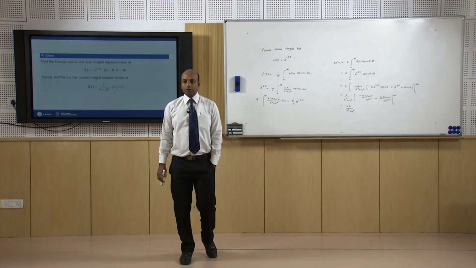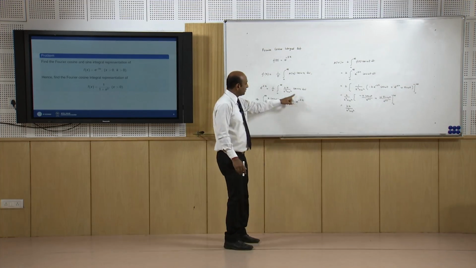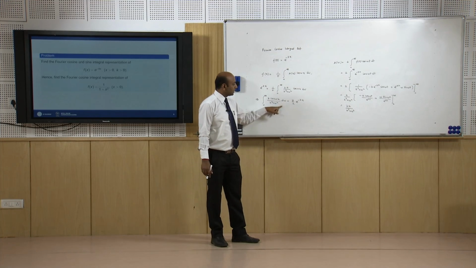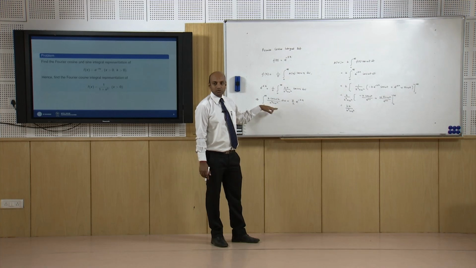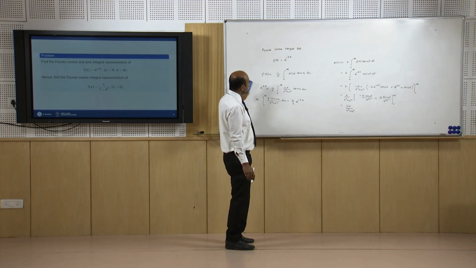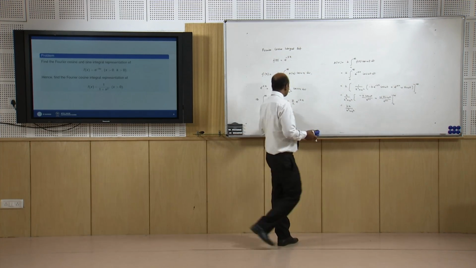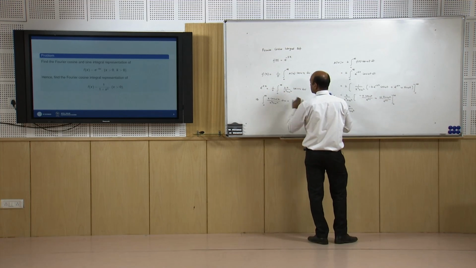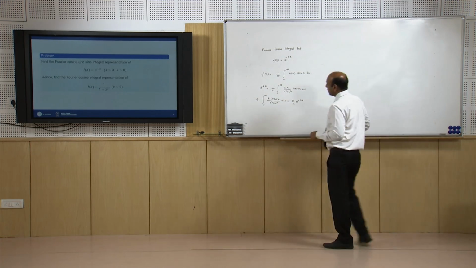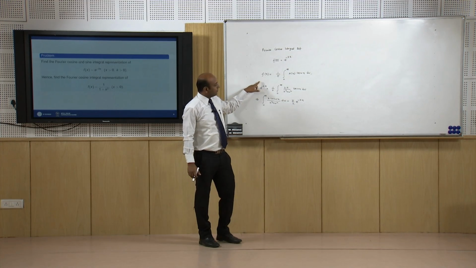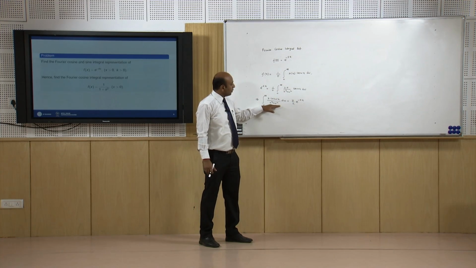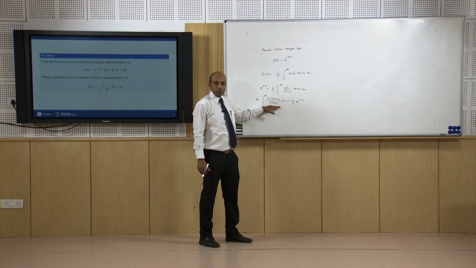So substituting different values of k, we will get different values of these integrals. This is the Fourier cosine integral representation of this function. Basically the cosine integral representation is this of e^(-kx). When we simplify, from here we can find out, by substituting different values of k, the value of the integral.